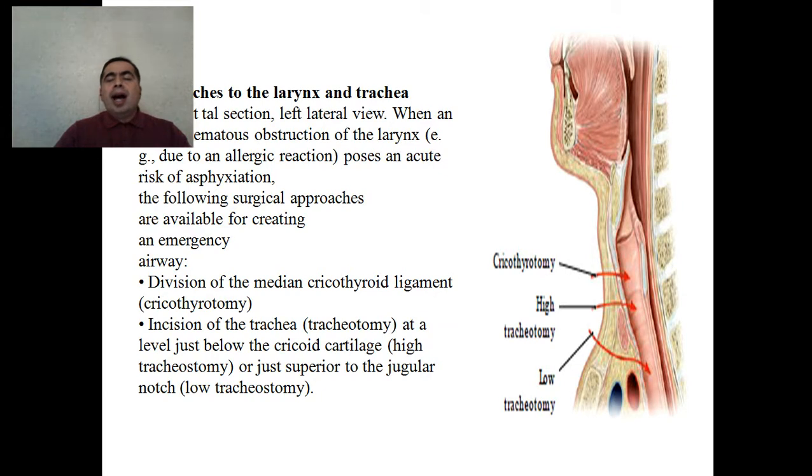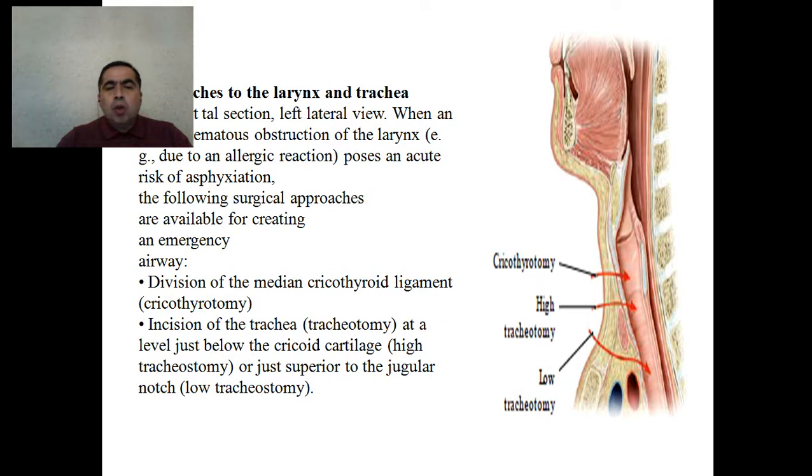Approach to the larynx and trachea. Approach of the cricotomy. Tomy, you know, means section, cutting. High tracheotomy and low tracheotomy. Mid-sagittal section, left lateral view.